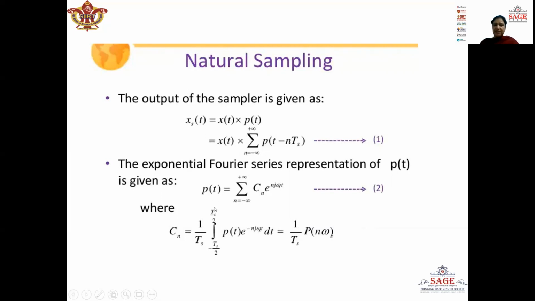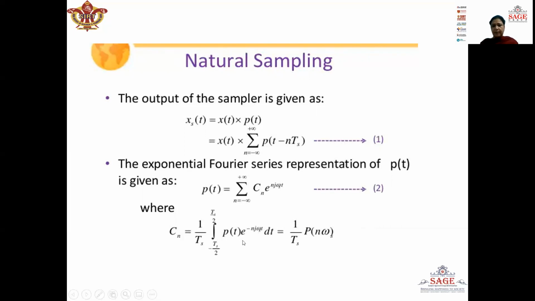So any periodic signal can be represented by an exponential Fourier series. So here we will represent p(t) as an exponential Fourier series, n equal to minus infinity to plus infinity, Cn e raised to power jn omega s t. Here Cn is the Fourier series coefficient, which is given by the formula 1 upon Ts, where Ts is the period of the signal p(t), and integration between the limits minus Ts by 2 to plus Ts by 2, that is, we will consider the integration over one period Ts.